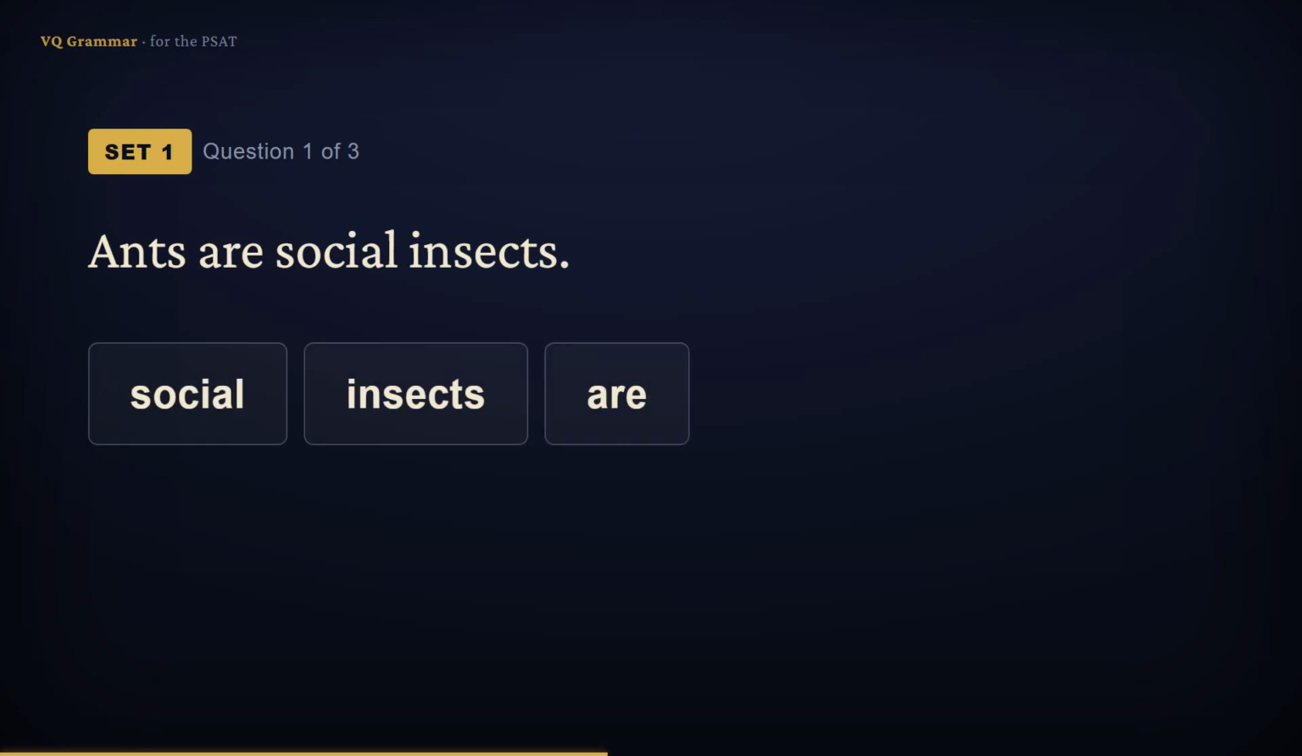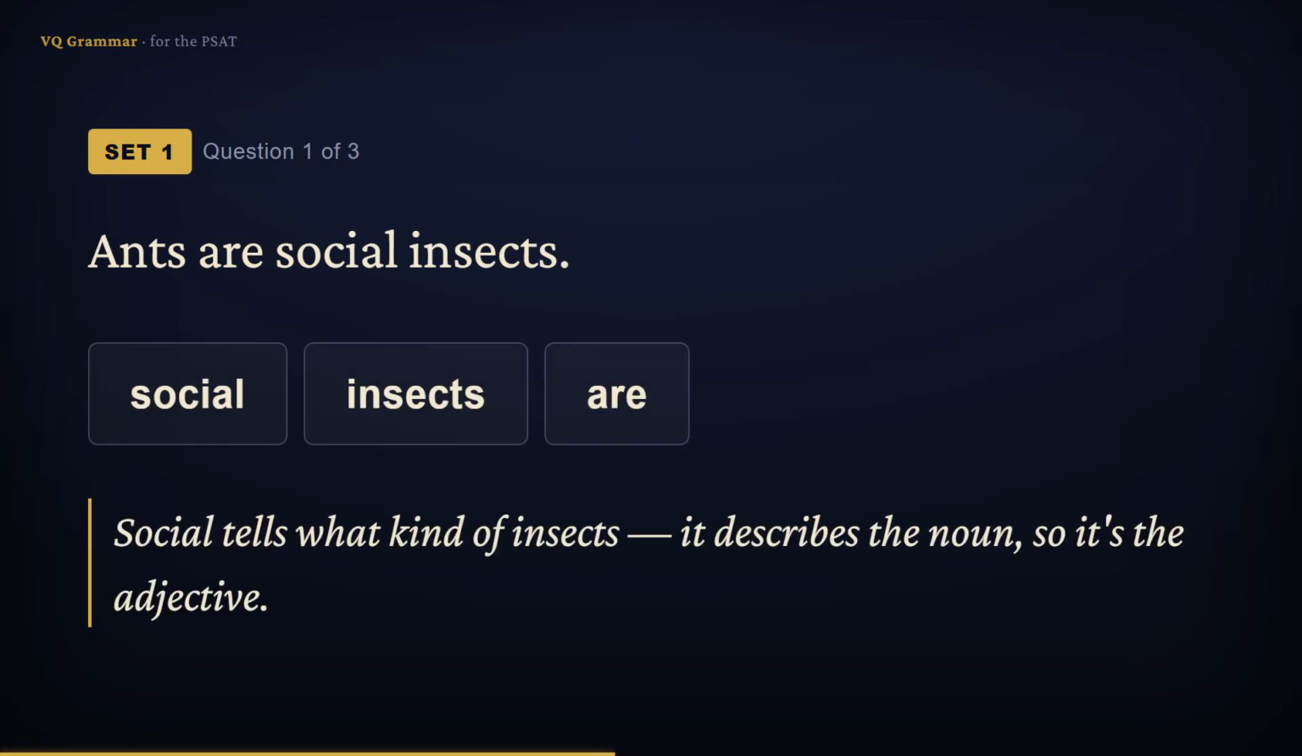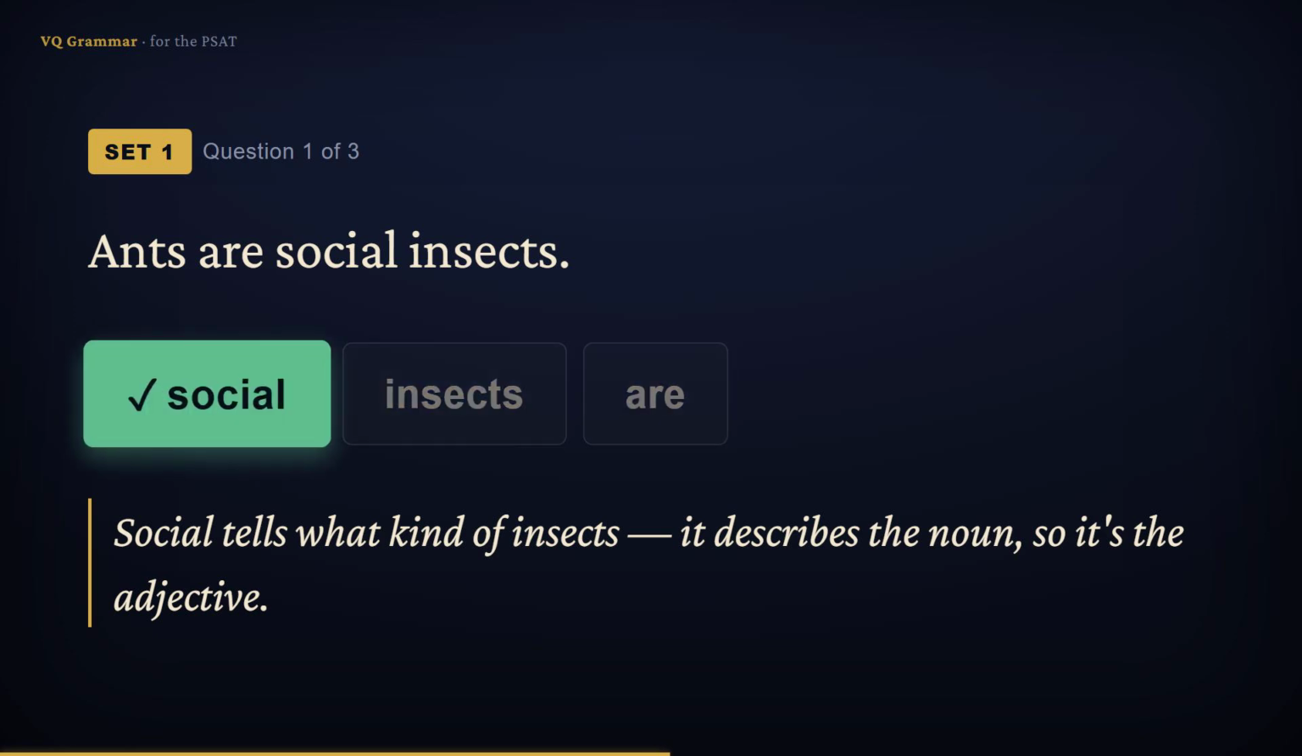Ants are social insects. Look for the describing word. Social tells what kind of insects they are, so it describes the noun insects. Insects is the noun itself, and are is the verb, so the answer is social.